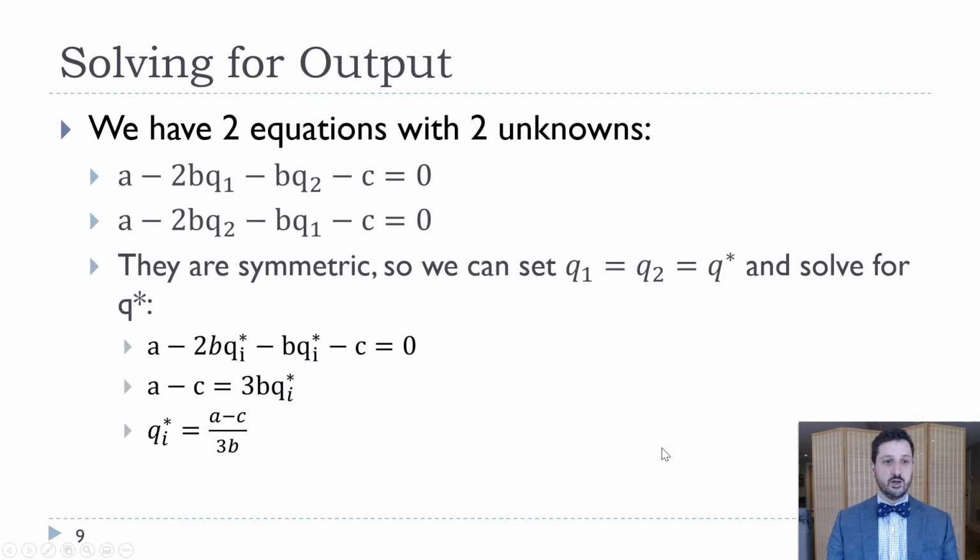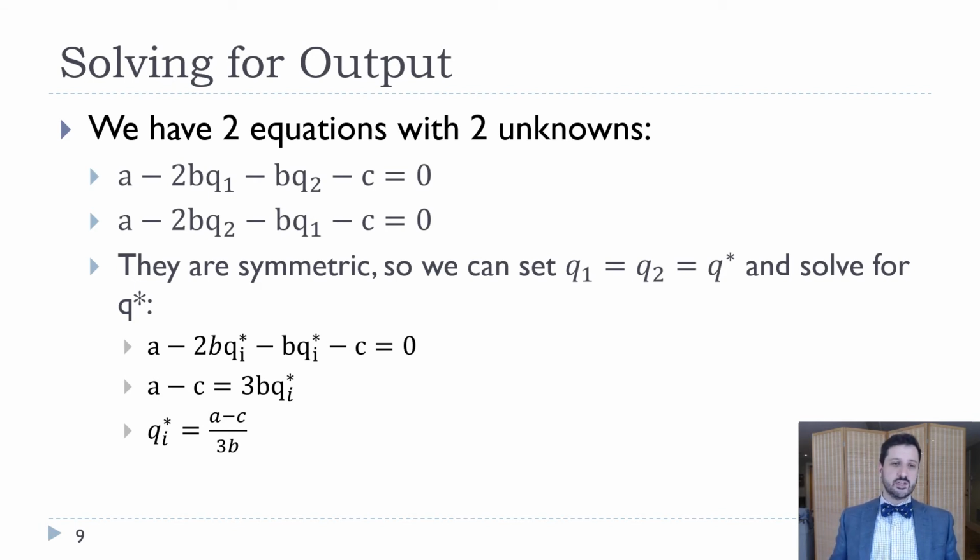Now, fortunately, we get two equations with two unknowns, just linear equations, fairly easy to solve. From firm 1's first order condition, we have A minus 2BQ1 minus BQ2 minus C equals 0. And from firm 2's first order condition, we have A minus 2BQ2 minus BQ1 minus C equals 0. What we want to do is solve those for Q1 and Q2 in terms of our constants, A, B, and C. There's lots of ways to do this. We could solve one of the equations for Q1 and plug it into the other equation, or Q2 and plug it into the other equation.